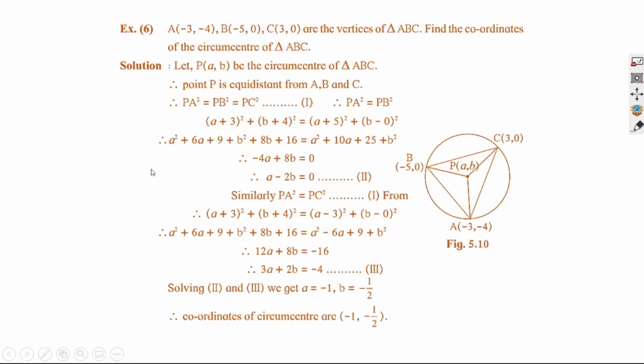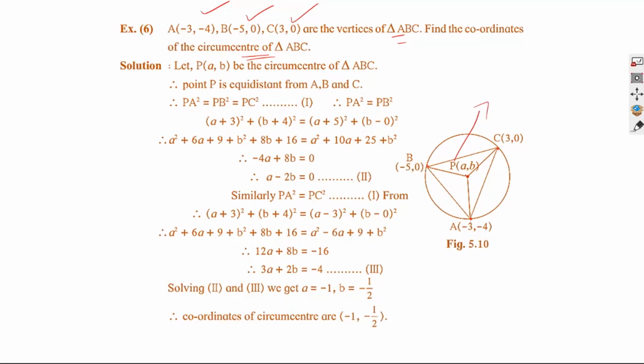Another example, to use our distance formula in a different situation. The coordinates are (-3, -4), (-5, -3) and 0, the vertices of a triangle ABC, and find the coordinates of the circumcenter of ABC. Circumcenter is that point which is equidistant from the vertices. We named the circumcenter P, and it must be equidistant from C, B and A.